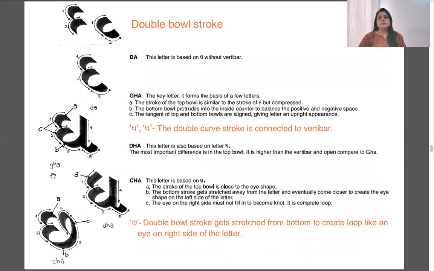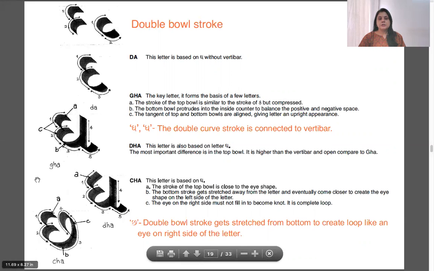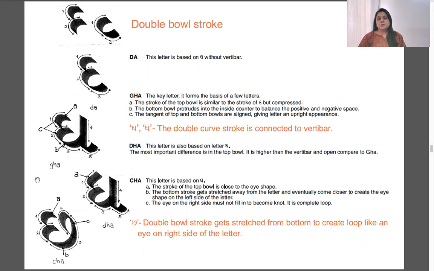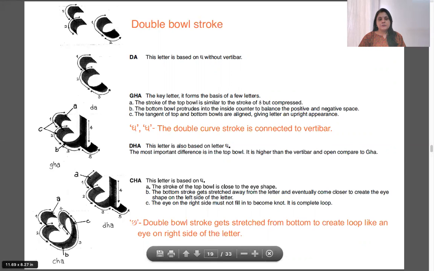Now, these are the group of letters with the double bowl stroke. This is letter D. Now, this is letter G and Th. They have double curve strokes, which are connected to the vertical bar. Now, this is letter Ch. The double bowl stroke gets stretched from the bottom to create a loop like an eye on the right side of the letter.